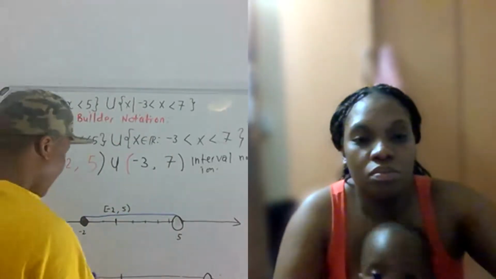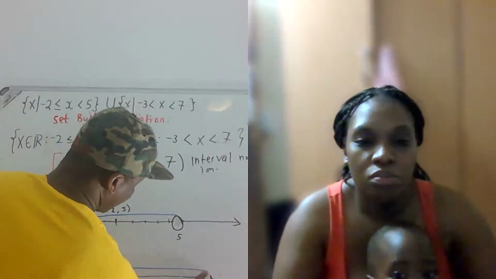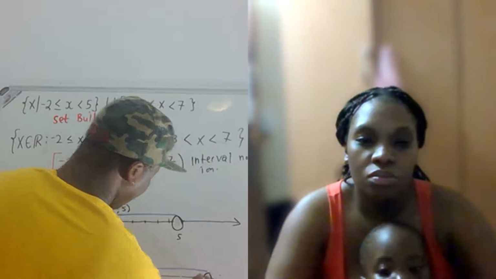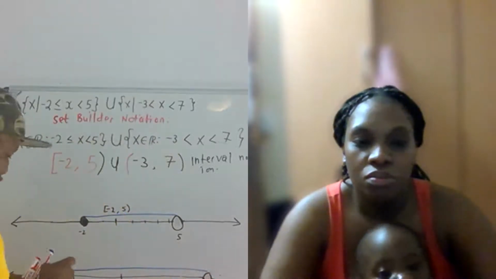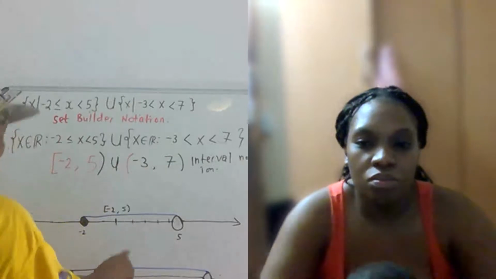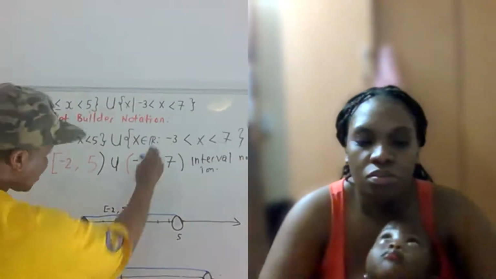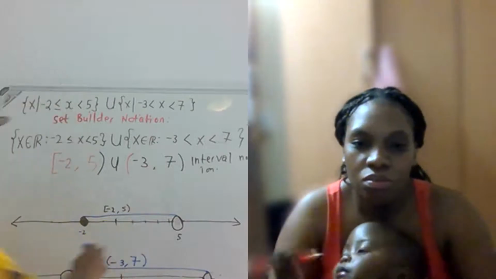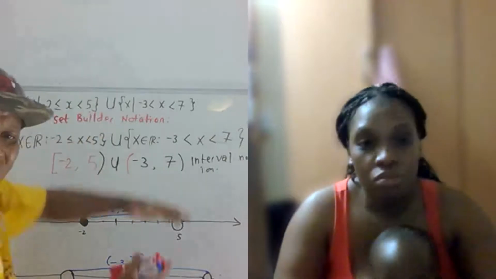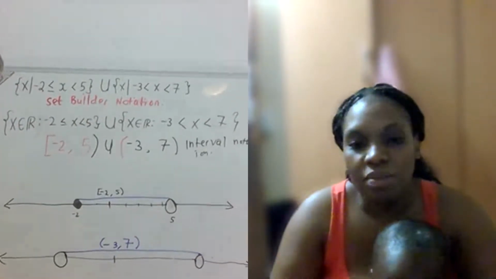So what happened? Let's join them. So then these together, no, excuse me, the lower one is -3, excluding, to 7, also excluding. So what we want to do now, we want to unite, means combine these two.